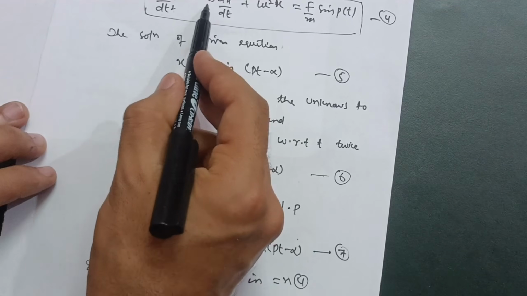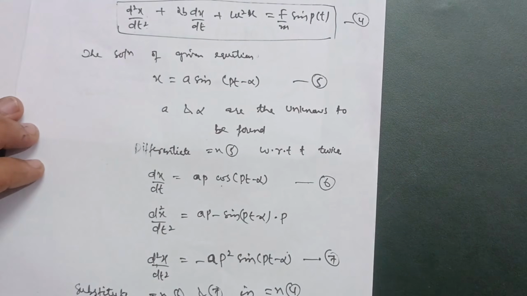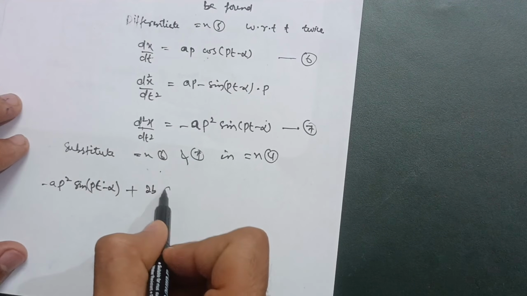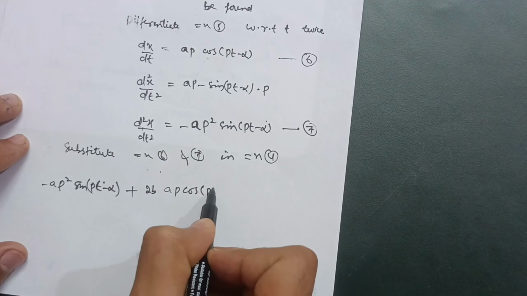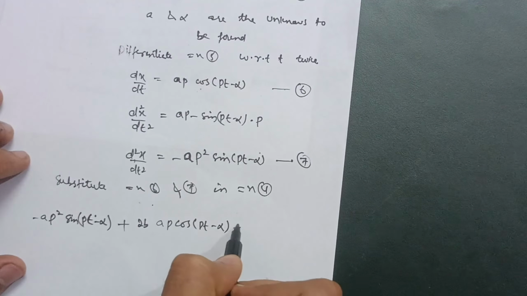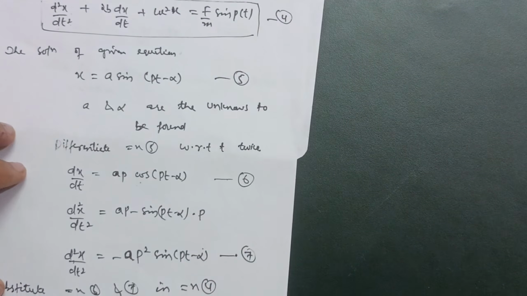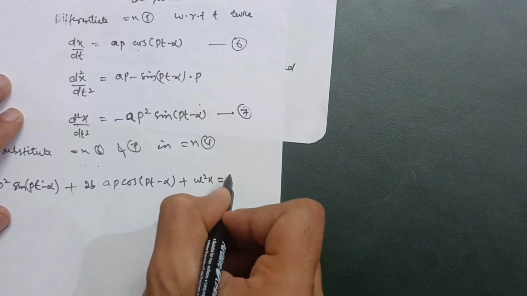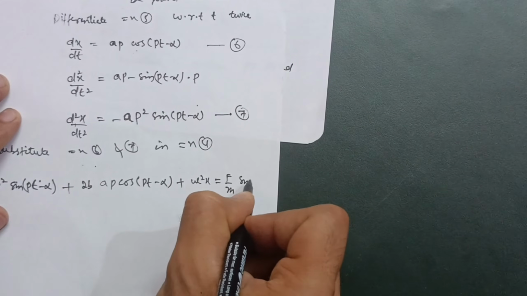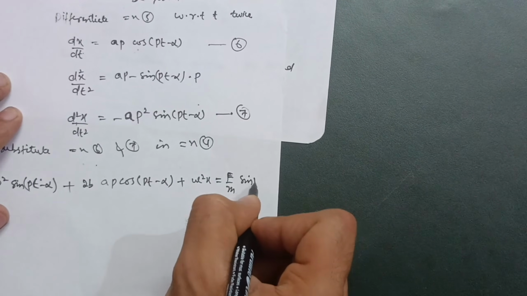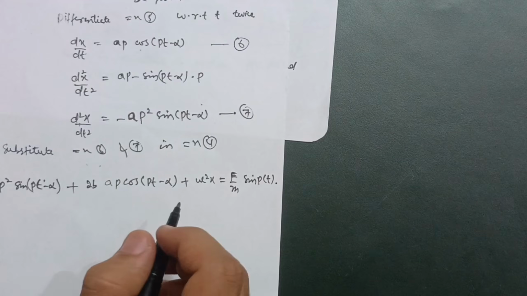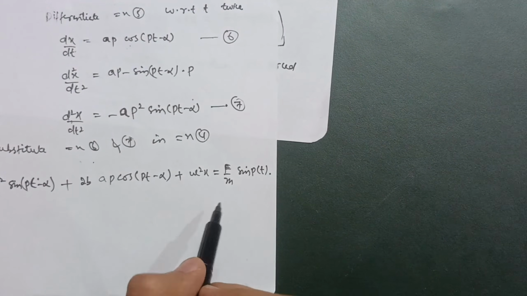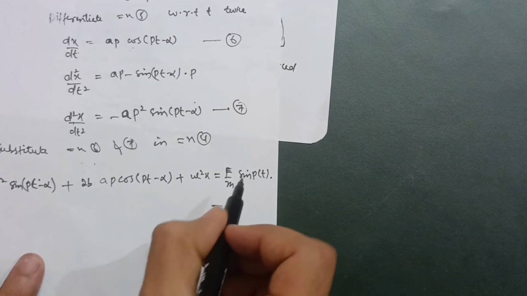Then plus 2b is as it is. Then instead of dx/dt I can write this value, dx/dt is equal to ap times cos of (pt minus alpha). The rest of the things will remain the same in this equation, that is plus omega square x is equal to f by m sine of p into t. So this is your equation after substituting the 7th and 6th equations in the 4th equation. I will call it now the 8th equation.